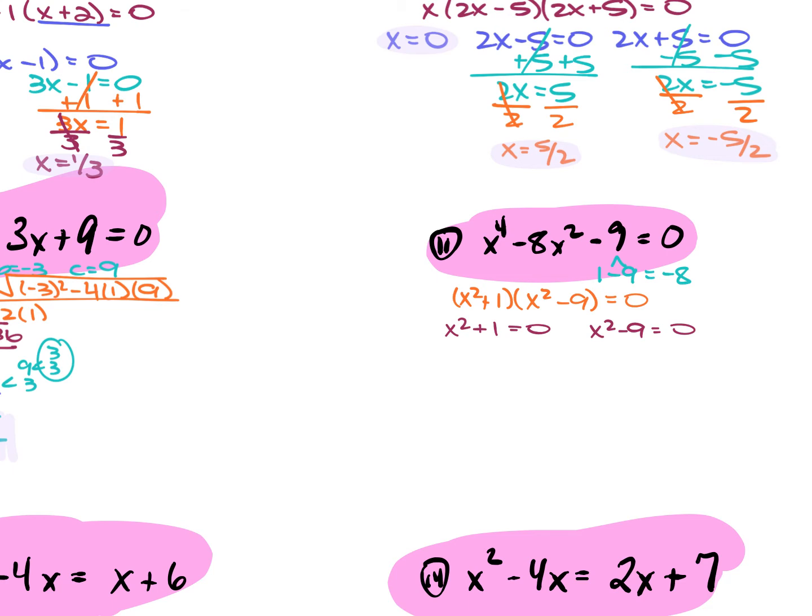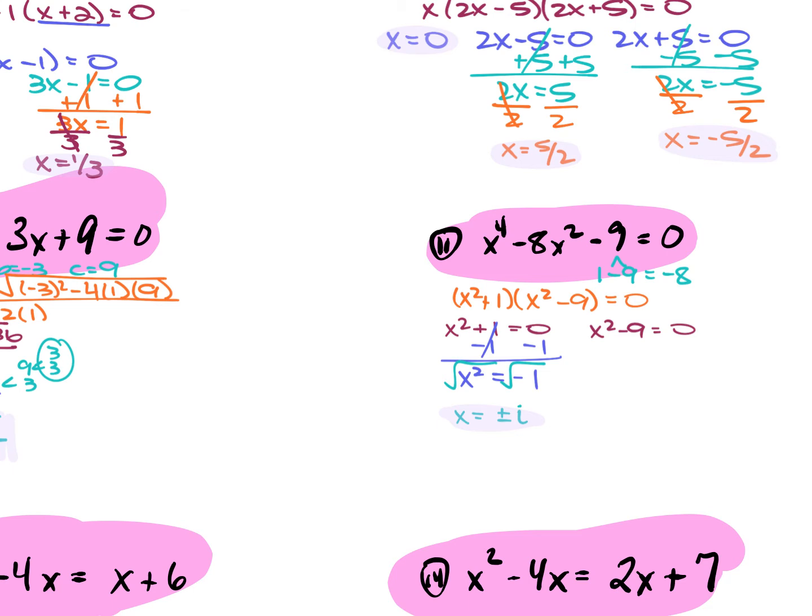If you get the x squared by itself with the x squared plus 1 is equal to 0, we're going to subtract 1 from each side, and get x squared is equal to negative 1. From here, just take the square root of both sides. Make sure you put the plus or minus in front of it. So x is equal to plus or minus what? What's the square root of negative 1? i. So it's just plus or minus i. That's part of your answer.